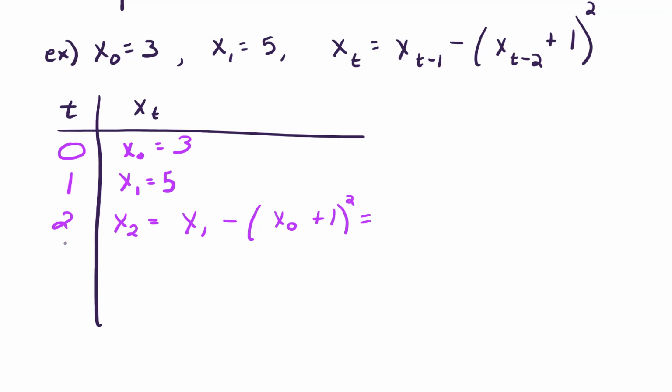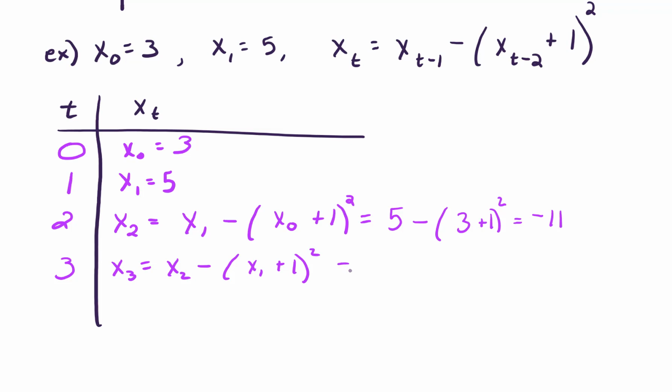When time equals 2, according to the formula, x sub 2 equals (x sub 1 minus x naught plus 1) all squared. Let's work out what this is. x sub 1 is 5 minus x naught, which is 3, plus 1, squared, 11. Okay, let's do one more. x sub 3 equals (x sub 2 minus x sub 1 plus 1) squared. According to the table, x sub 2 is negative 11, minus x sub 1, which is 5, plus 1, squared. So this is negative 11 minus 36. That's negative 47.